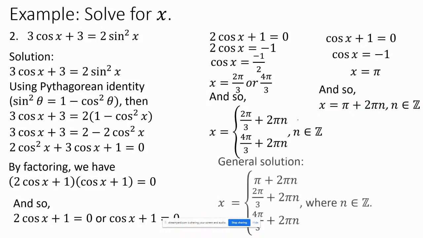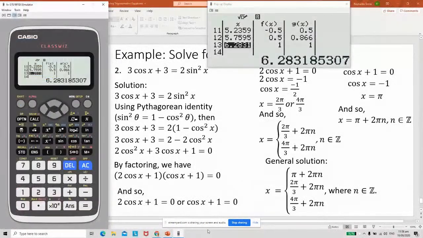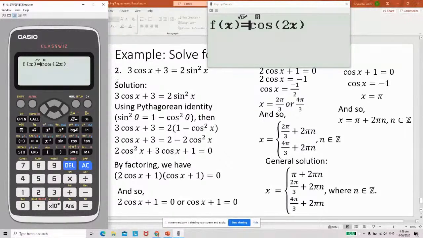So combine the two, and you have it there. Using calculators, function again, table again. This is not the function that we wanted, so delete this one. 3 cosine x, cosine x, do not forget the close parenthesis, plus 3. And then the right side is 2 sine squared. Delete this 2. So sine squared.